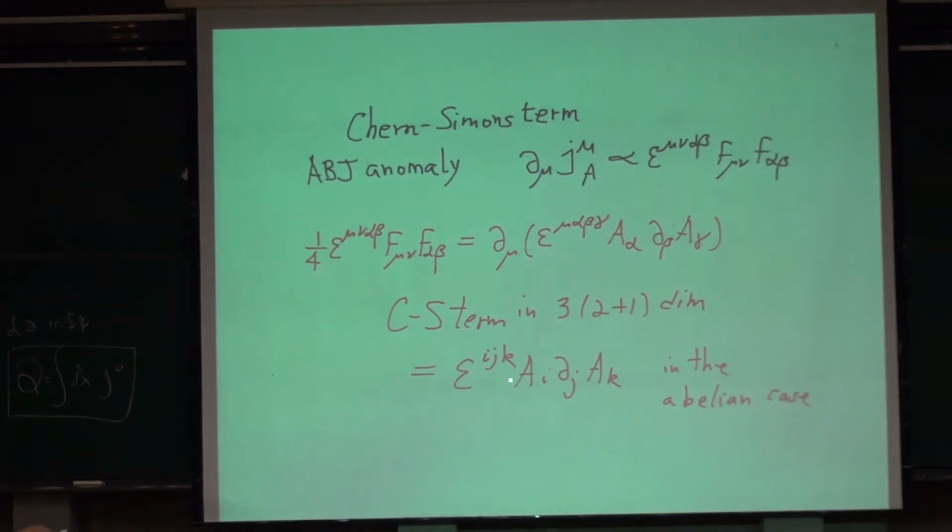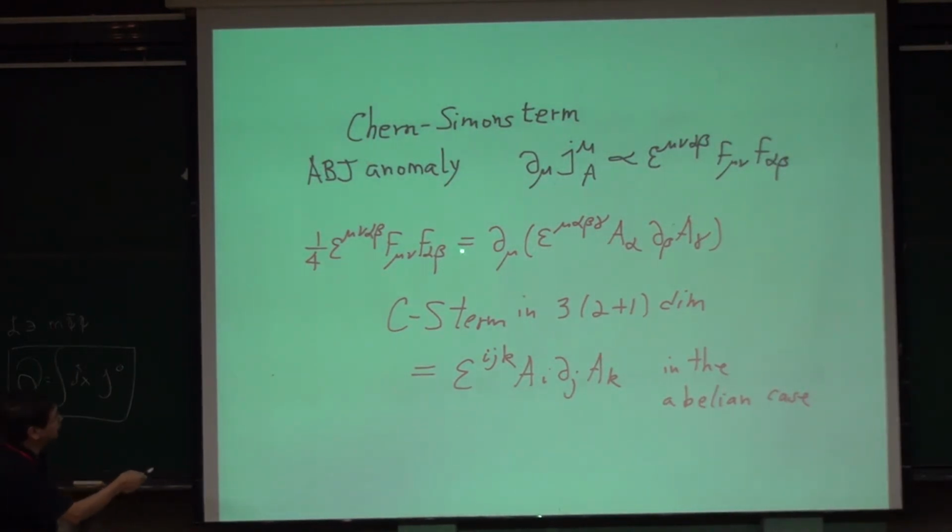Then you define the so-called Chern-Simons term in 3 dimensions. So that is epsilon ijk ai dj ak. Now this is the abelian case. So again, this is formal stuff. Just in case you didn't know before, I define the Chern-Simons term in this way. It arises in mathematics from this, more or less.